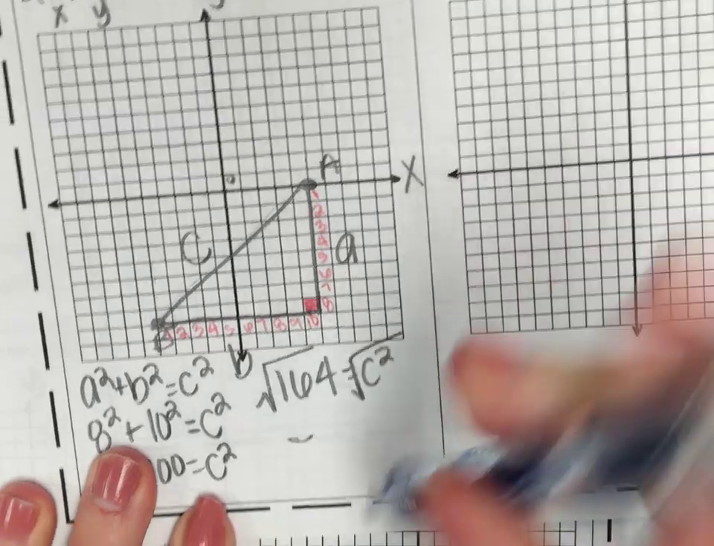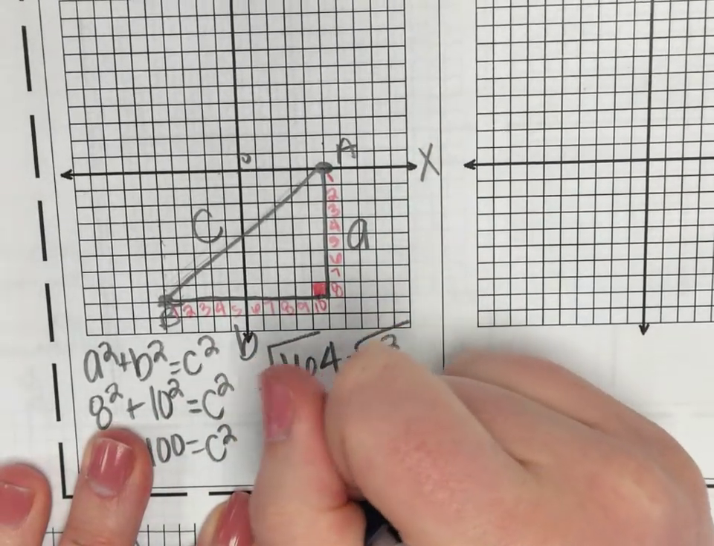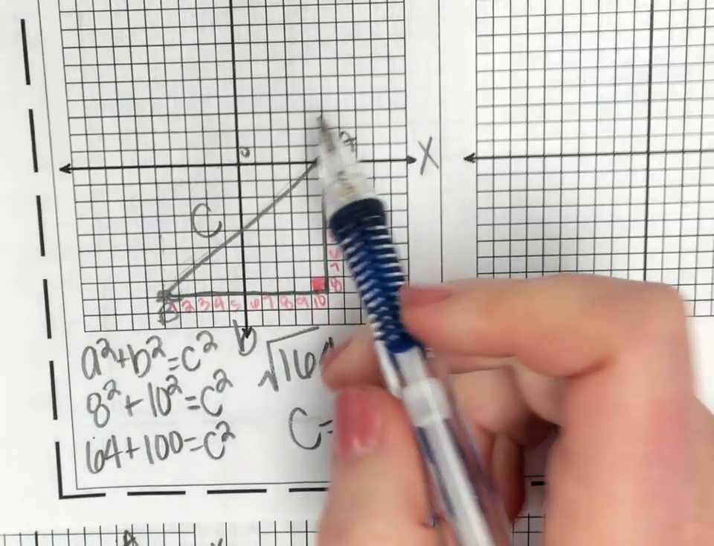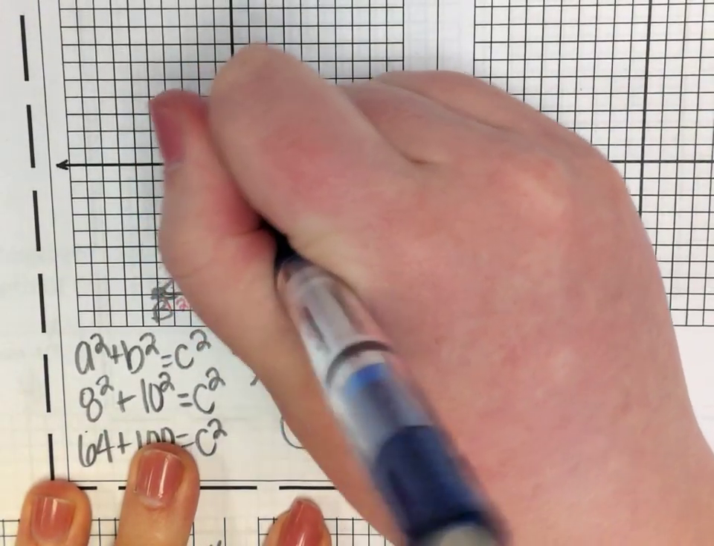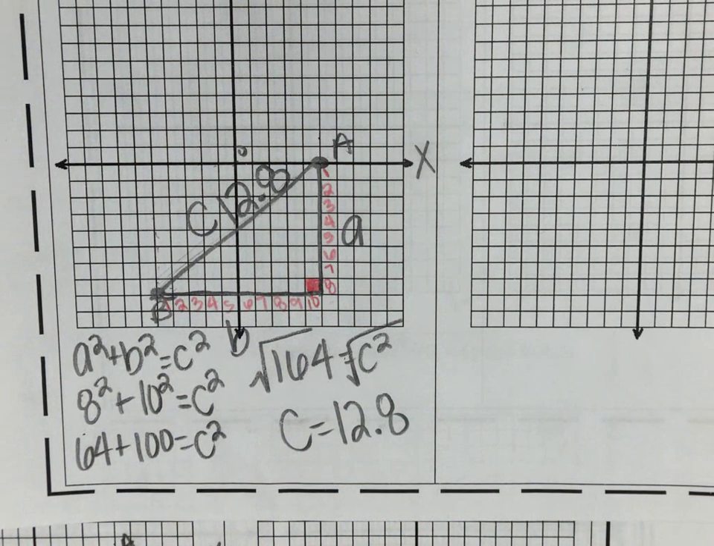C is equal to 12.8. So what's the distance between A and B? 12.8.